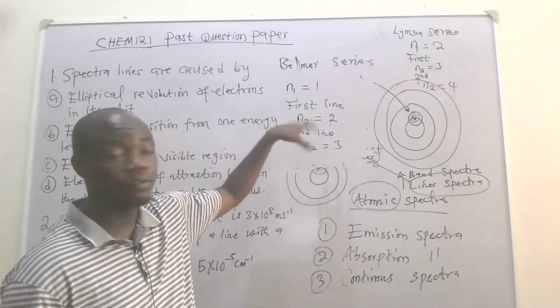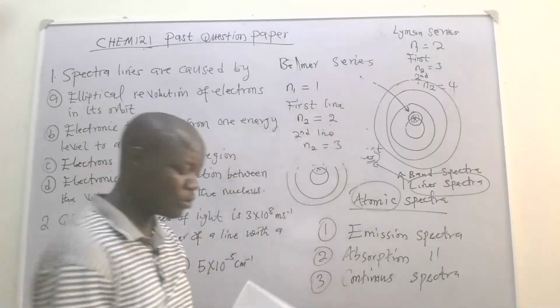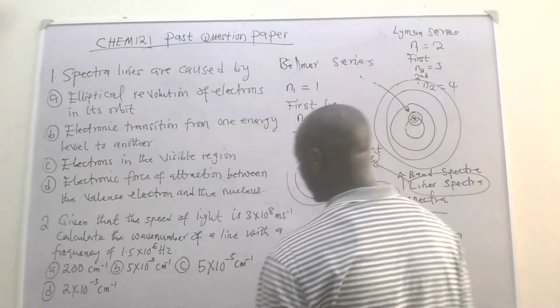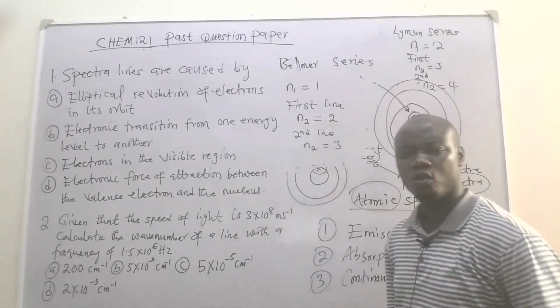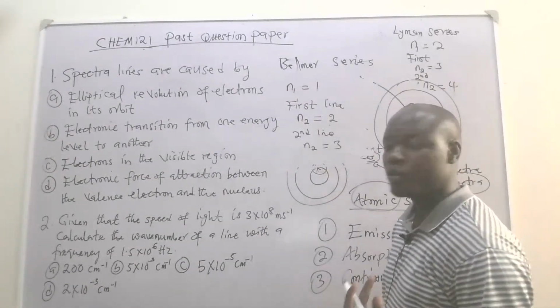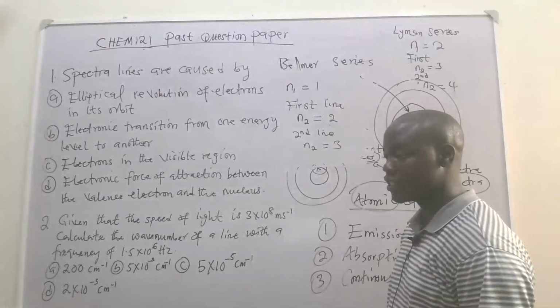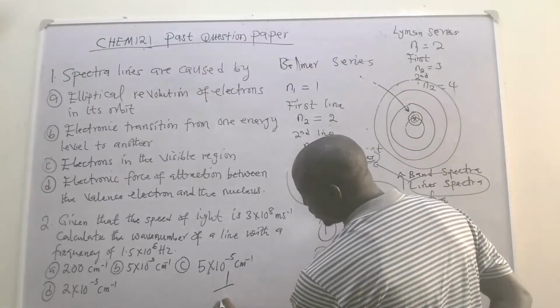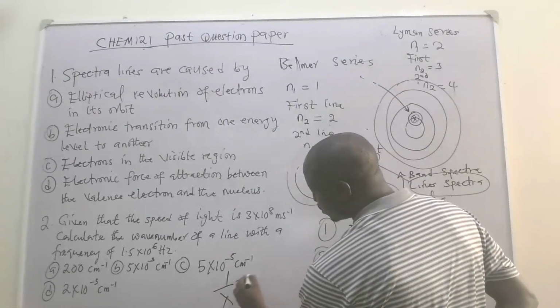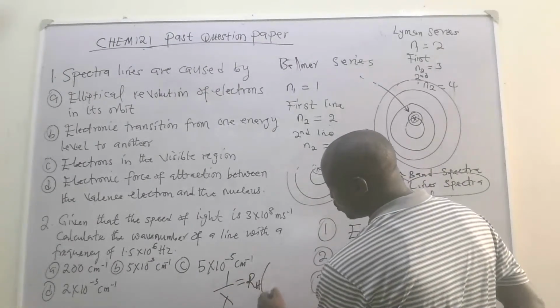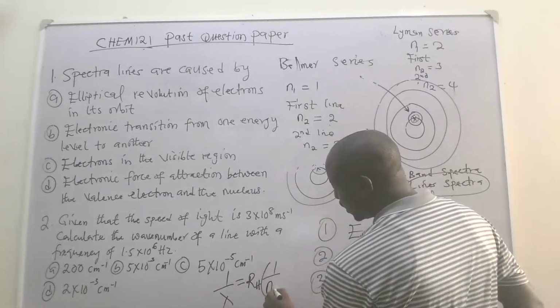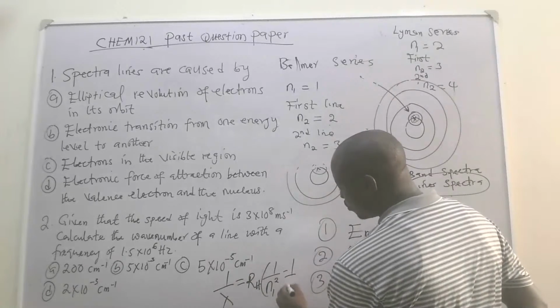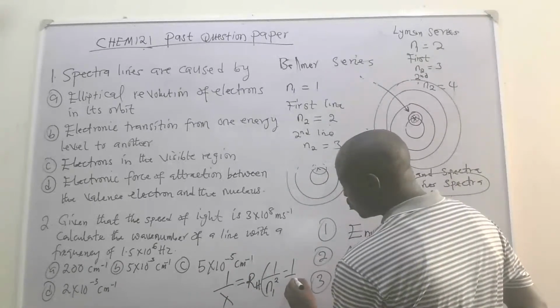And of course, you can use a formula to calculate the wave number, or you can use the formula to calculate wavelength. That formula is called the Rydberg formula. We have 1 over lambda is equal to R_H into open bracket 1 over N1 squared minus 1 over N2 squared.